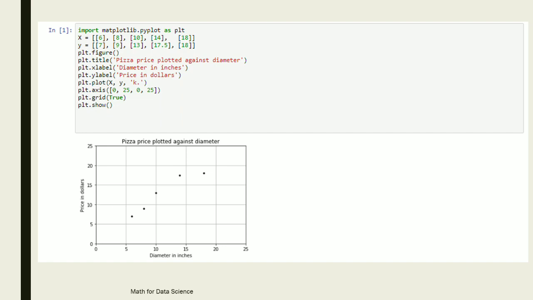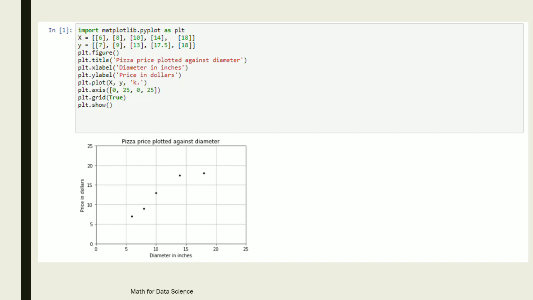Now, I have taken a simple example of a pizza. You have to predict the price of the pizza based on the diameter. There are many pizzas already in the market. I have taken two variables, x and y. One gives us the diameter and the other the price. For example, we have the diameter as 6, 8, 10, 14, 18 and the prices as 7, 9, 13, 17.5 and 18.